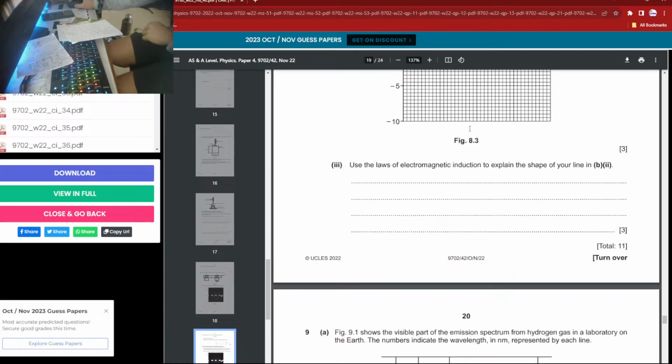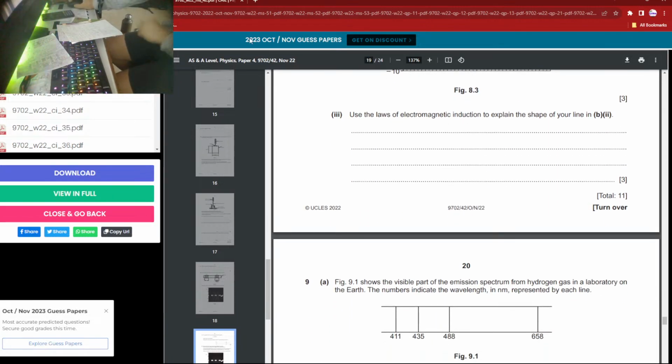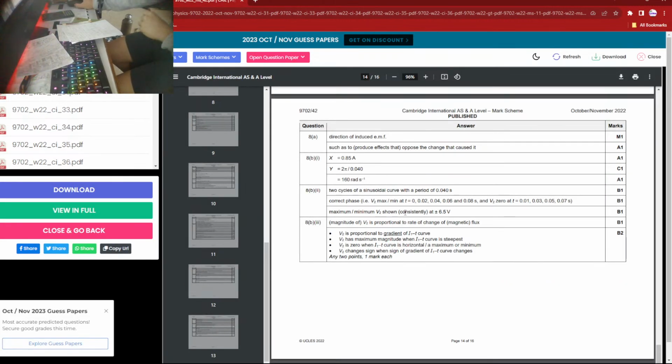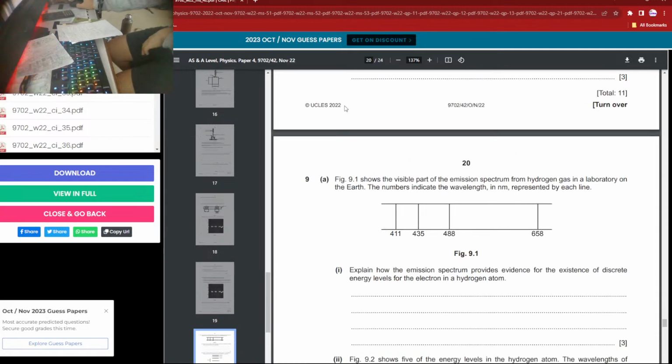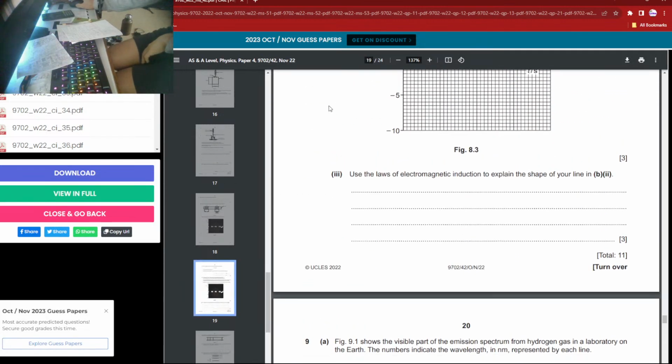So it's like a cosine curve, you know. Use laws of electromagnetic induction. Yeah, they say sinusoidal, but that's just the overall shape of it. 2 cycles of a sinusoidal curve with a correct period and phase. V2 max and min: the maximum and the minimum at 0, 0.02, and 0.04. Like I said, 0.02 will be your max, but over here minimum, and 0 will be a max. 0.04 will be a max, just like that. Okay, let's go to the next one.